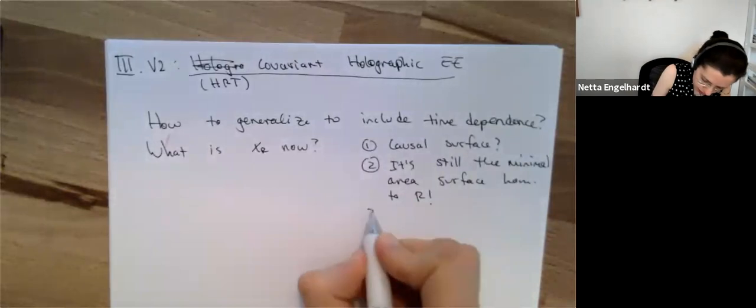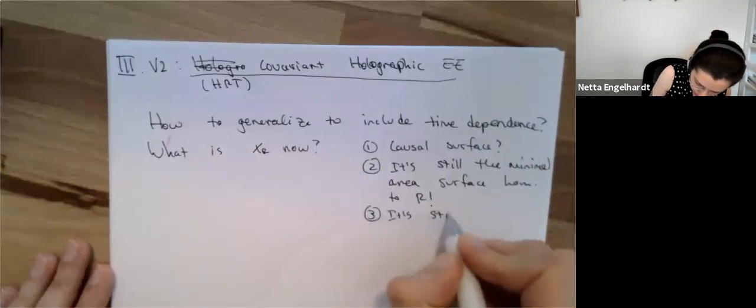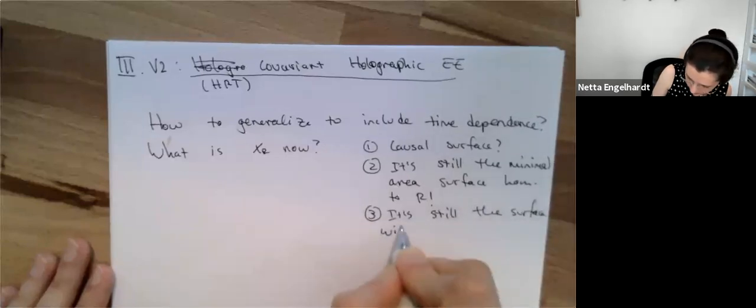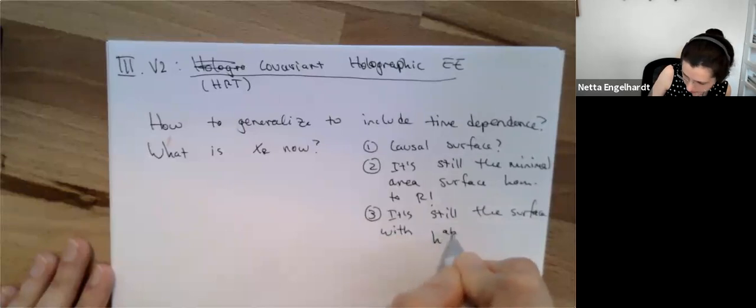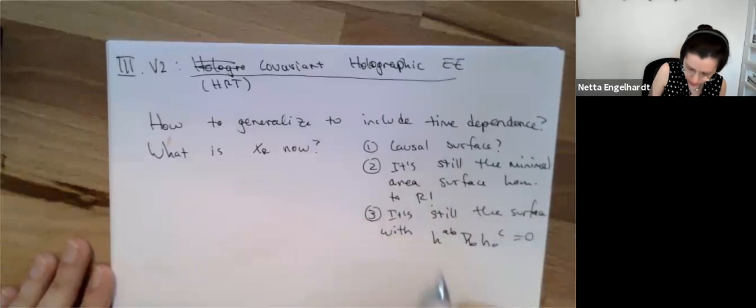Or we could say it's still the surface with H_AB del_B H_AC equals 0, homologous to R.